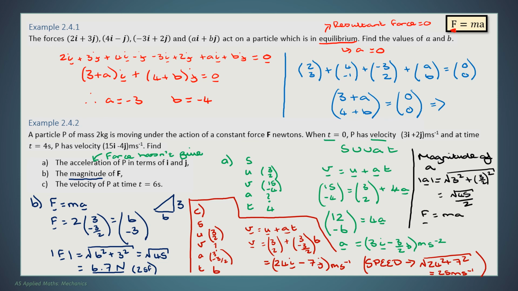This time I'm not working in vectors because I know I'm looking for the magnitude of the force, so I would be using the magnitude of the acceleration, which leads to F equals root 45, which is the same as what we got the first time round. So it doesn't matter if you chose to do it that way, that's fine. Notice part A says the acceleration of P in terms of i and j, therefore I left it in vector form in order to answer that question.